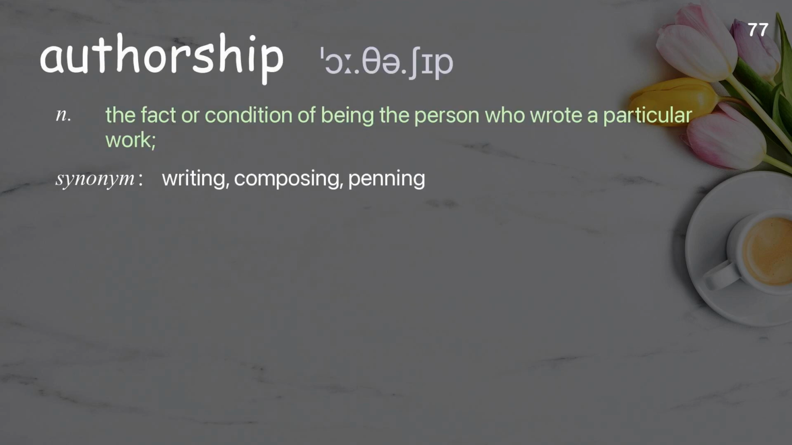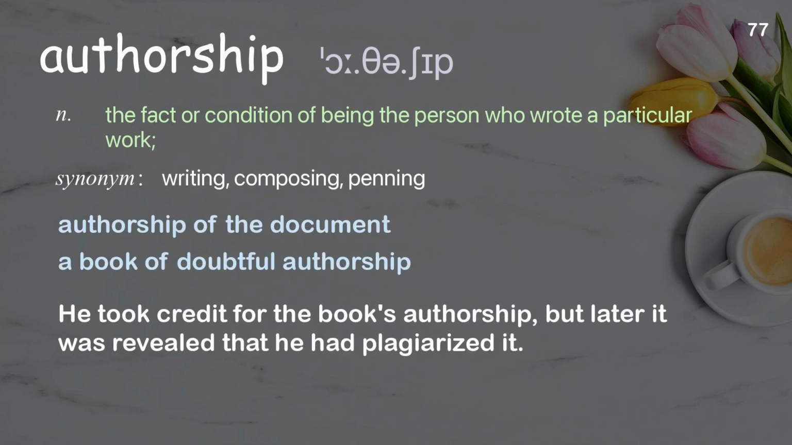Authorship. The fact or condition of being the person who wrote a particular work. Examples: Authorship of the document. A book of doubtful authorship. He took credit for the book's authorship, but later it was revealed that he had plagiarized it.